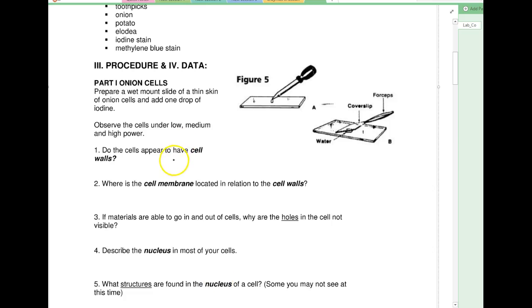All right, so we're supposed to look at the onion cells. Do the onion cells appear to have cell walls? Yes. Where is the cell membrane located relative to the cell walls? It is on the inside of the cell walls.